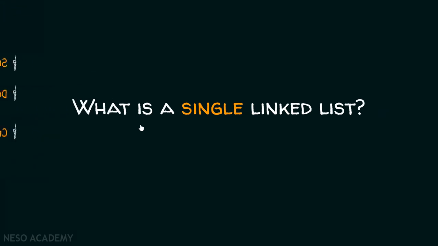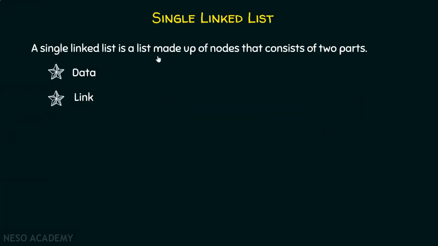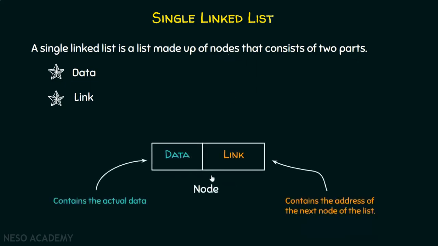Now, we will discuss what is a single linked list. A single linked list is a list made up of nodes that consists of two parts. Basically, a single linked list is a list made up of nodes. Now, what is a node by the way? This is how a node looks like. This node contains two parts. The one is data and the other one is link. Data part contains the actual data and link part contains the address of the next node of the list. If you ask me how a linked list is made, I will simply give you this answer that a linked list is made up of nodes.